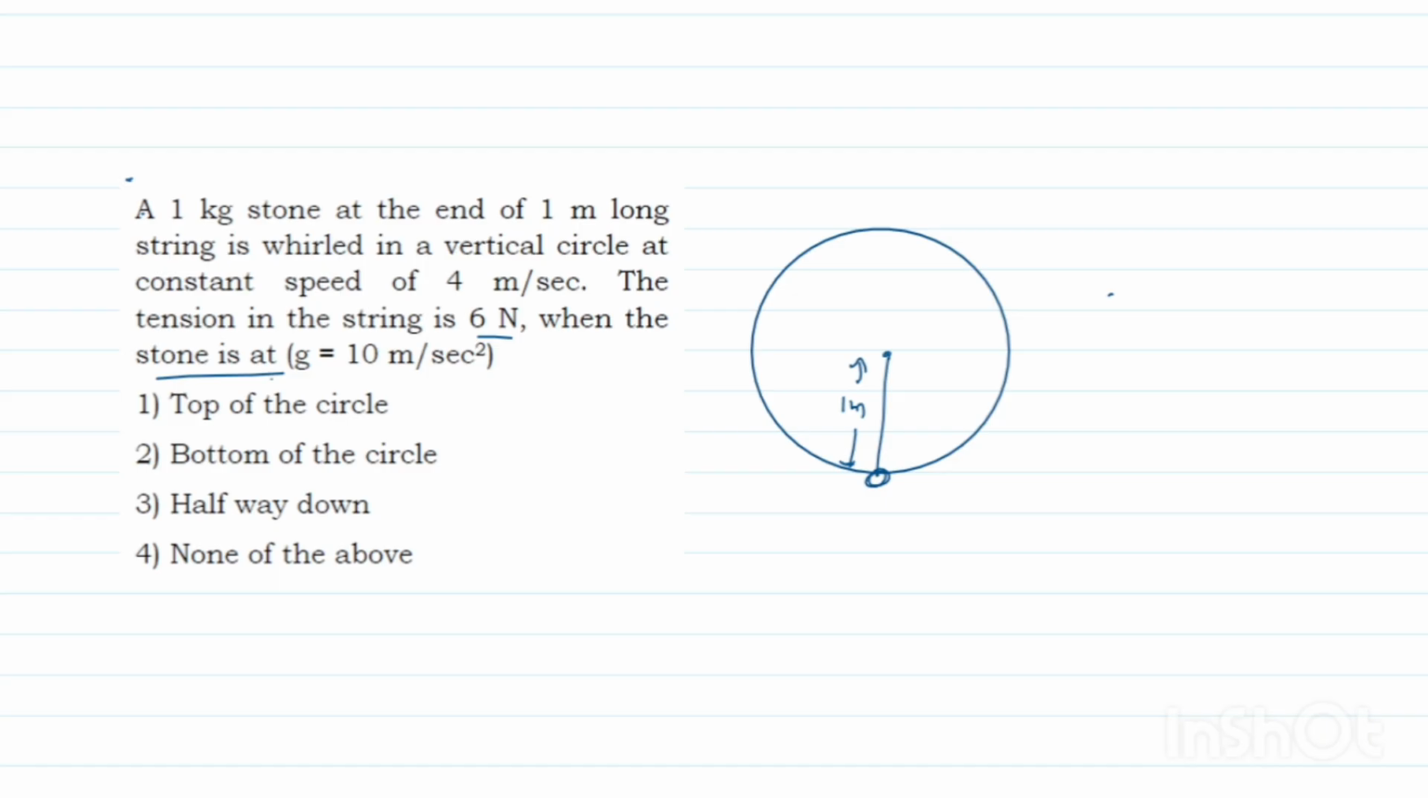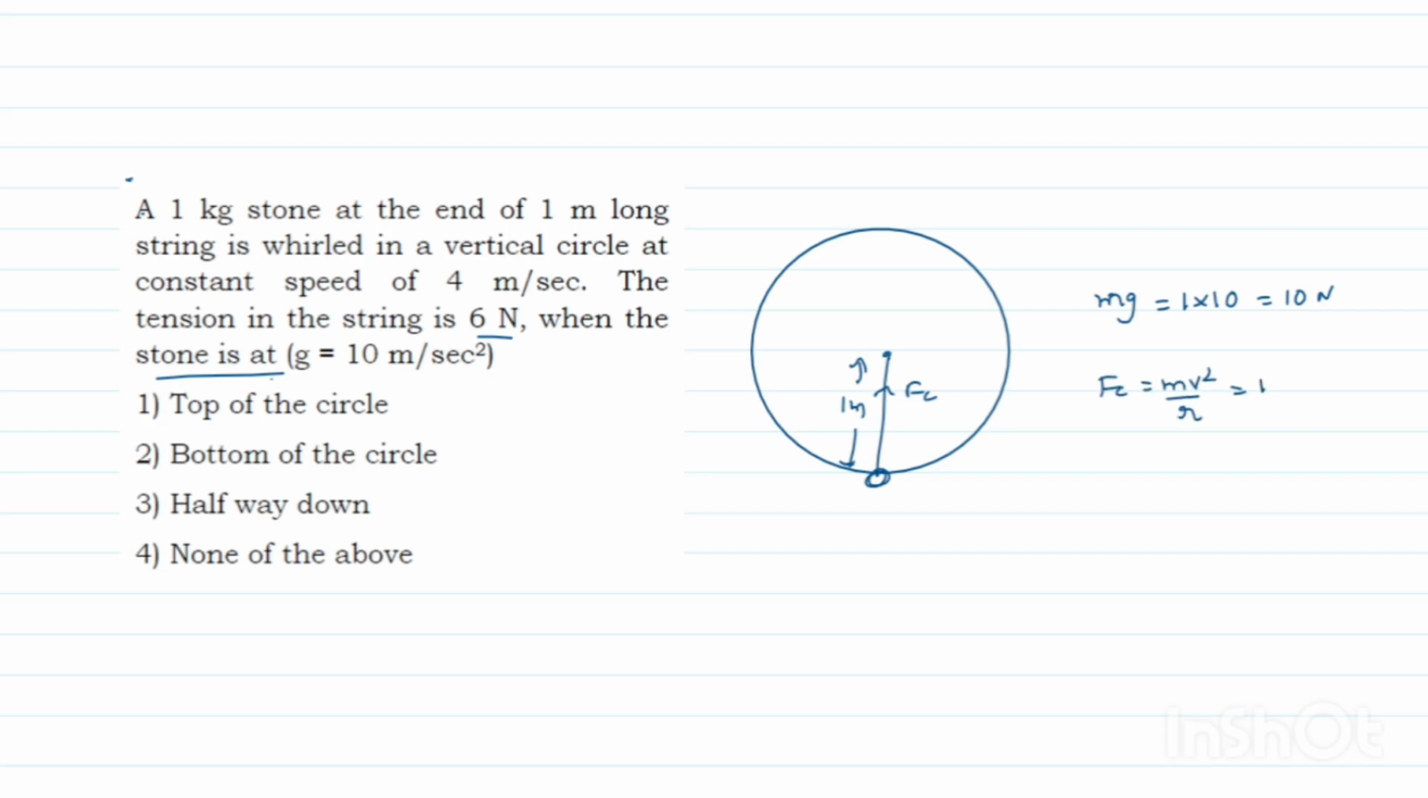So now let us take the weight of the stone, mg. Here it will be mg, which you can take as 1 into 10, students. Mass is given as 1 kg, so we will be getting 10 newtons. When it's moving in a circular path, the centripetal force is going to be acting towards its center, that is Fc equals mv square by r.